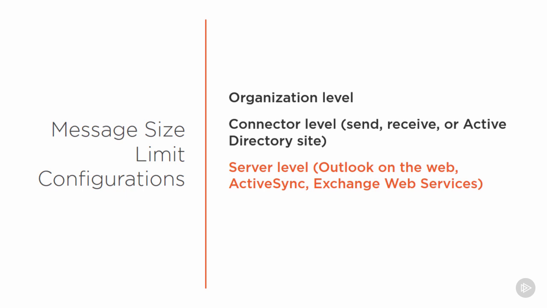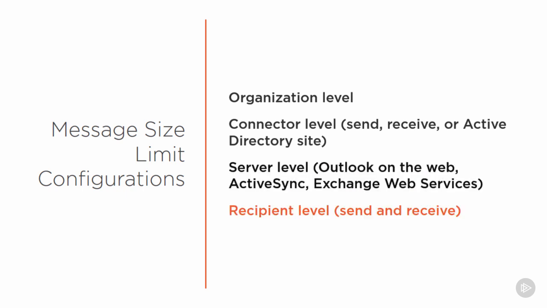These will apply to mobile and web users and need to be configured by editing an XML file on the server. It might seem logical to match the server limits to the organization limits, but web and mobile users are often connecting over poor bandwidth, so limiting their message size can be a good thing. Finally, you can apply message size limits to individual recipients such as mailboxes and distribution groups. An ideal use of recipient limits is to prevent anyone from sending an attachment to a very large distribution group.